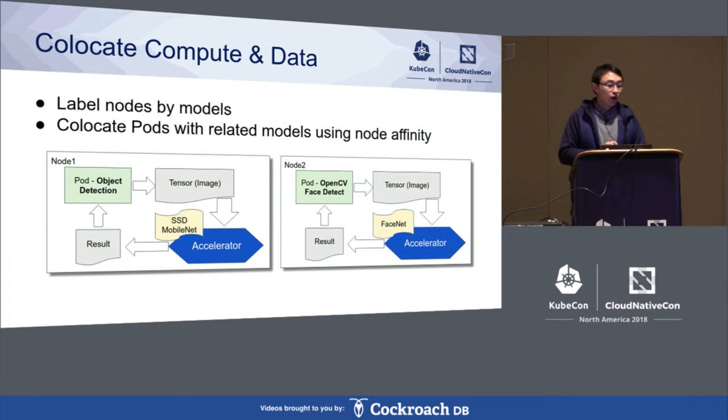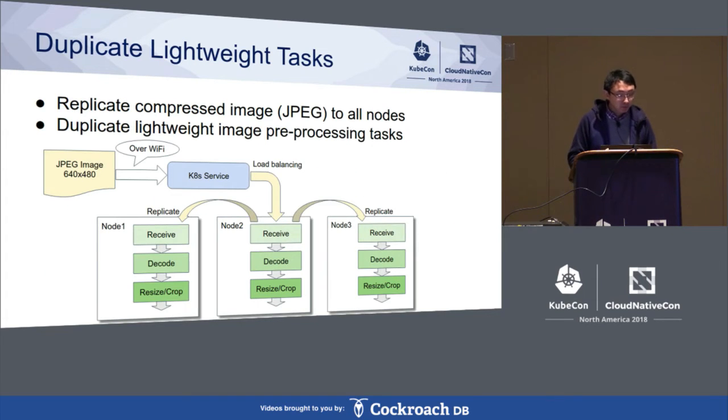From the diagram, we can easily see the face detection and recognition flow is running on a separate node from the object detection path. And there are a few mechanisms to do that. We can label the nodes with models or use other mechanisms to collocate all these pods together.